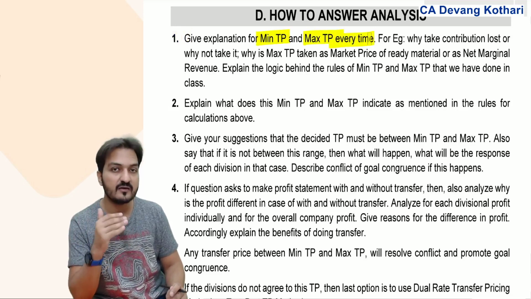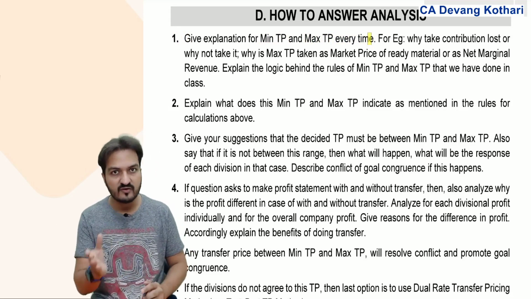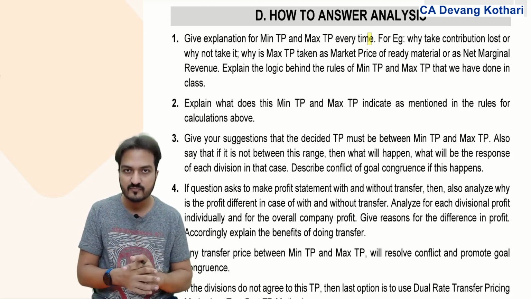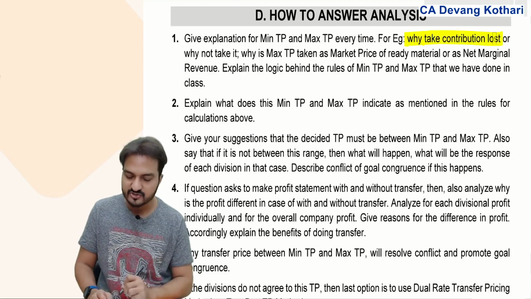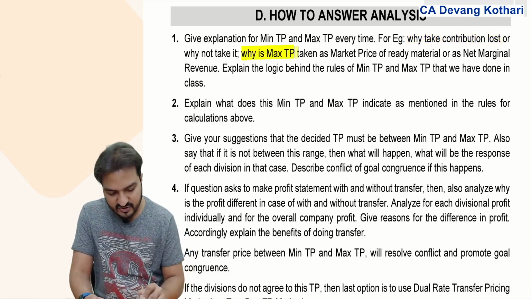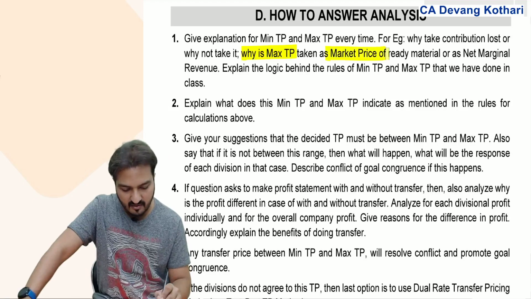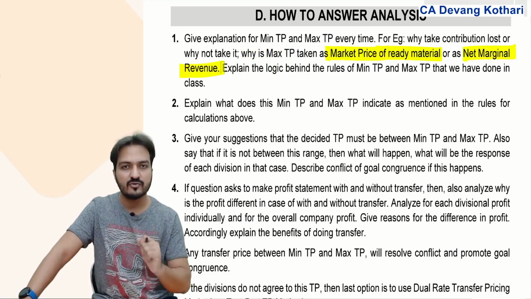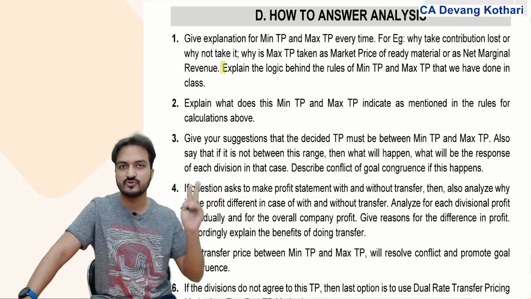Every time when you calculate minimum TP, you give explanation that why is your minimum TP only variable cost, or why is your minimum TP variable cost plus contribution lost. So you give examples, you give explanation that why have you taken contribution loss or why you have not taken contribution lost. Similarly, in case of maximum TP, you give explanation that why is maximum TP taken as the market price of ready material, or why is it taken as net marginal revenue. Why do you take whichever is low? Why do you take the maximum TP out of these two options only?